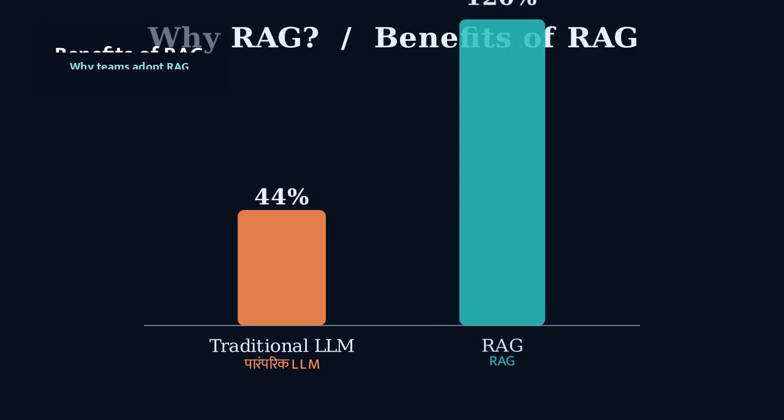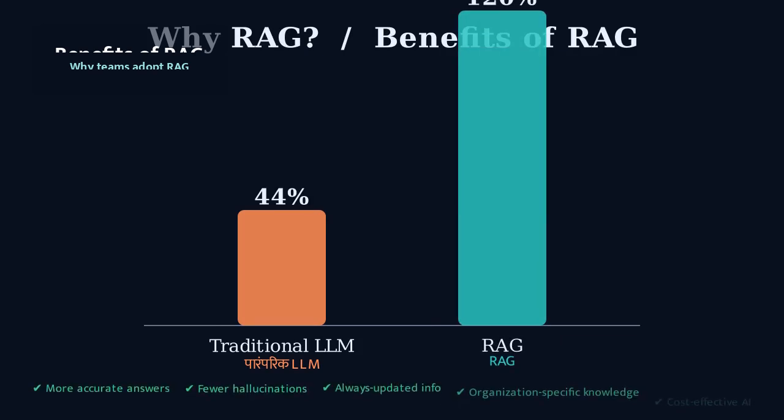The benefits of RAG are substantial. First, far more accurate answers, because every response is grounded in a real, citable source. Second, a major reduction in hallucinations. Third, always fresh information, because you can simply update the database with no need to retrain the model.